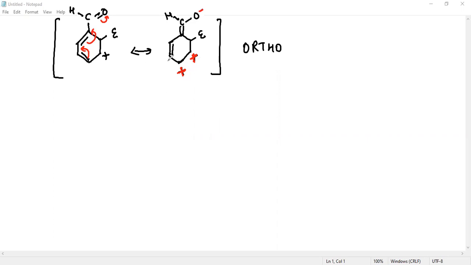However, if you go ahead and attach it at the meta position, you will never get the charge directly under the carbonyl group. Thus it will be a less destabilizing situation, and thus will cost less energy, and hence it would be more favorable as compared to the ortho and para positions.